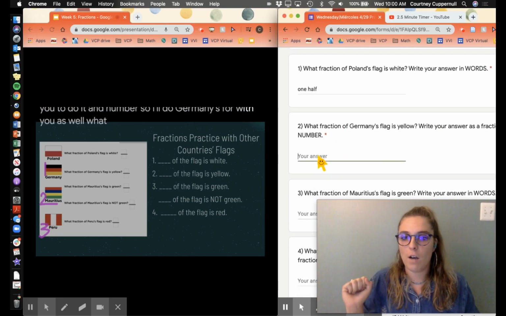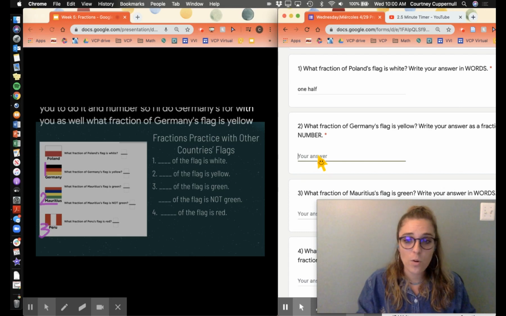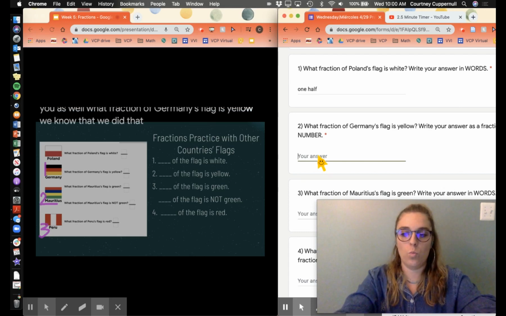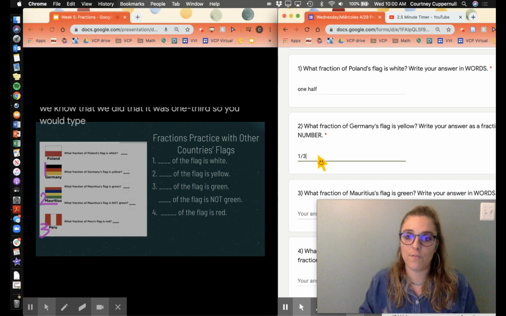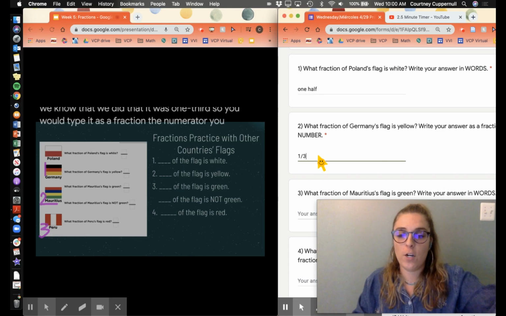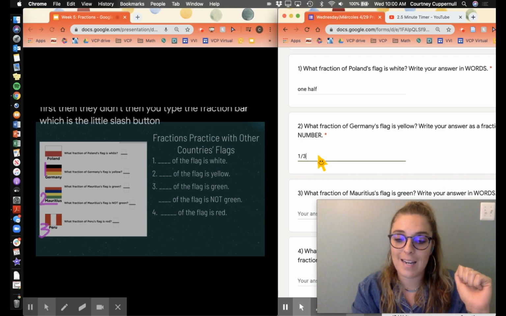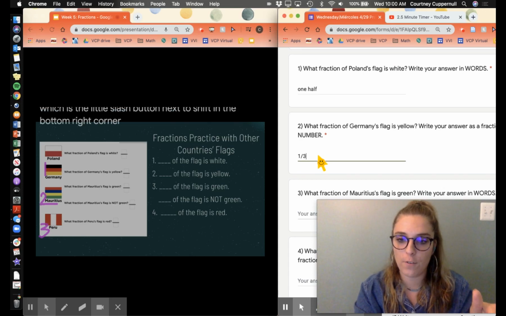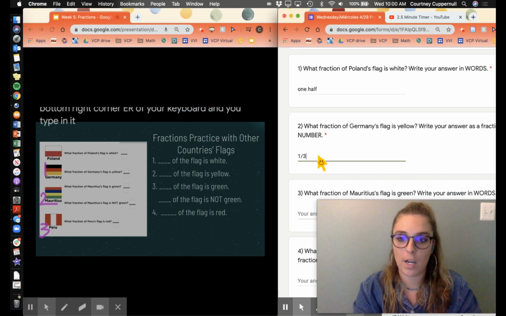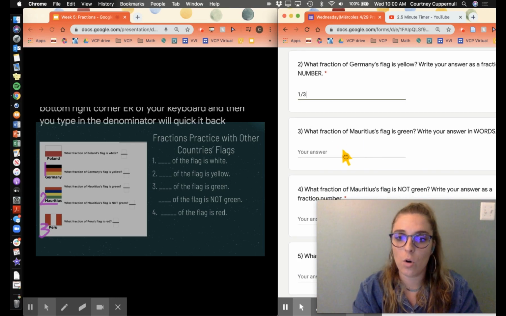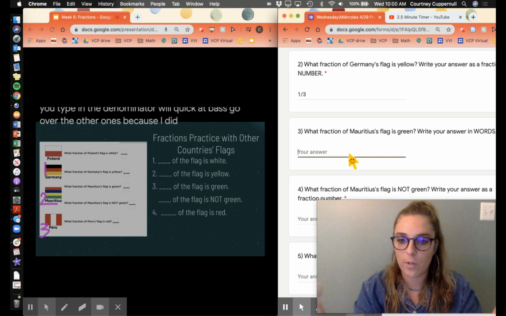What fraction of Germany's flag is yellow? We know that we did that. It was 1/3. So you would type it as a fraction. The numerator you type first, then you type the fraction bar, which is the little slash button next to shift in the bottom right corner of your keyboard. And then you type in the denominator. We'll quickly go over the other ones because, hello, we just did them.